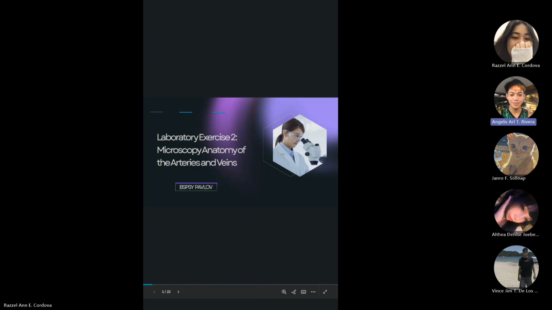Good day, everyone. We are here to present our laboratory exercise 2, entitled Microscopy Anatomy of the Arteries and Veins. This activity used microscopic inspection to help us comprehend the composition and operation of blood vessels.